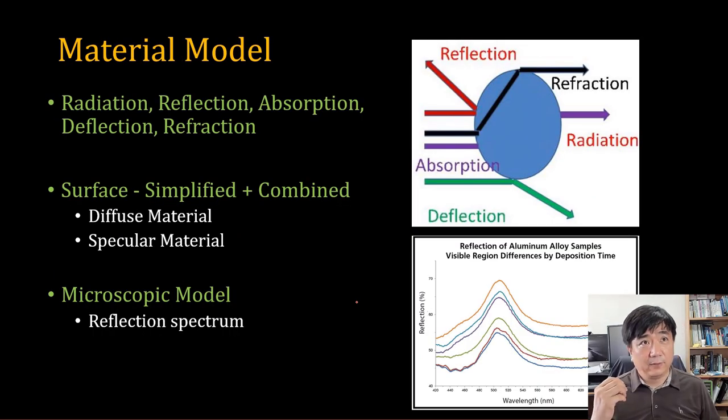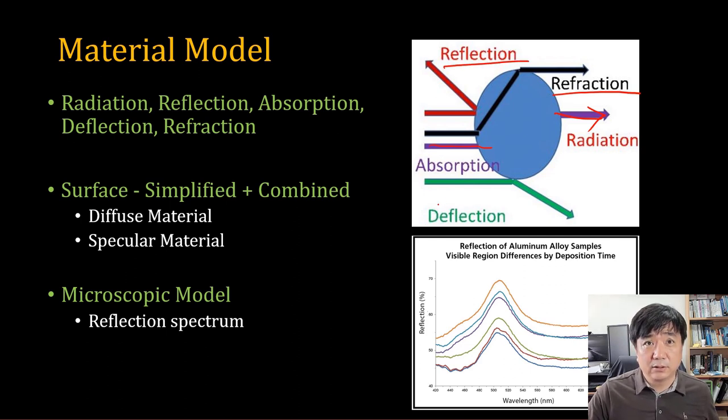And then we need to define material. In a microscopic view, the material is a quite complex system. But in computer graphics, we define the material at a macro level. For example, there is absorption, radiation, refraction, and reflection, and it is also possible to have deflection.